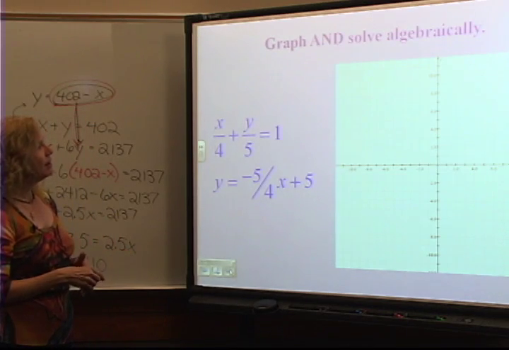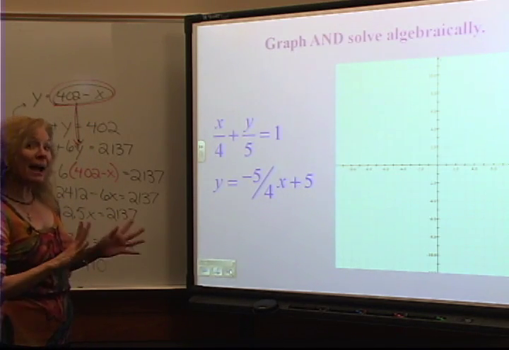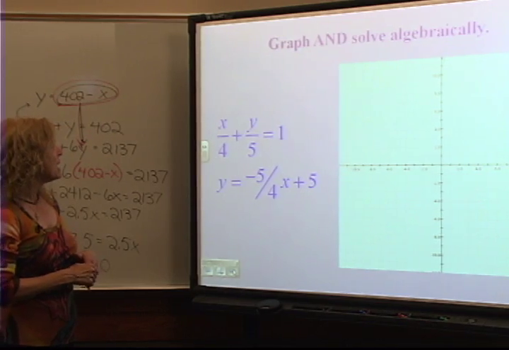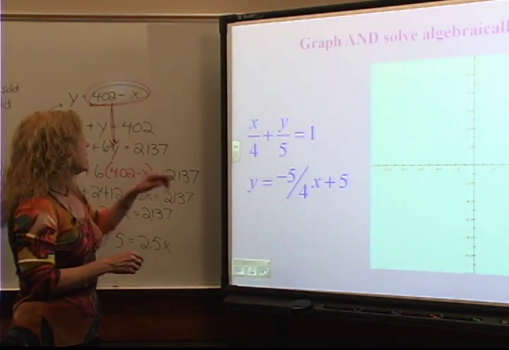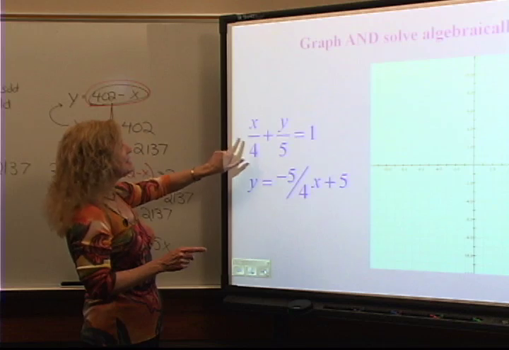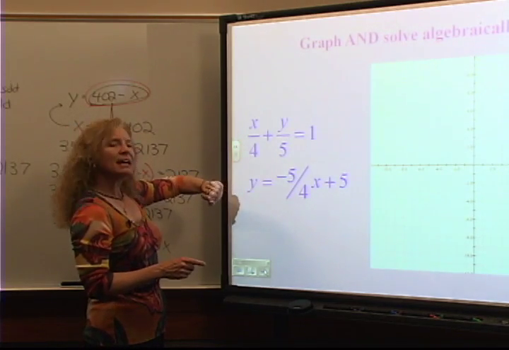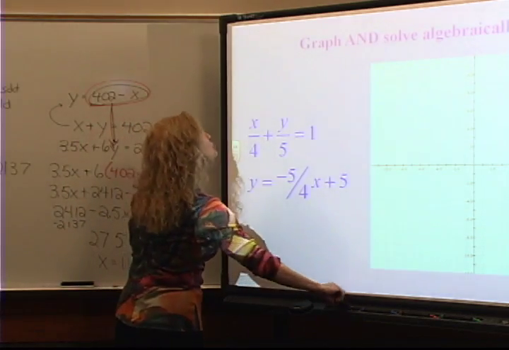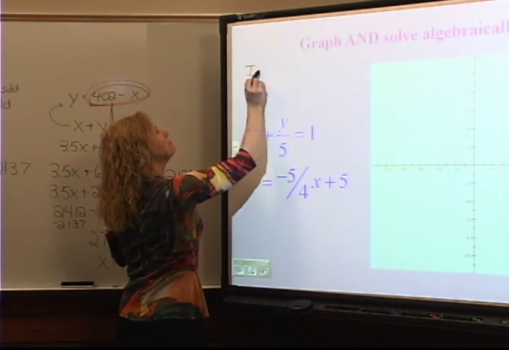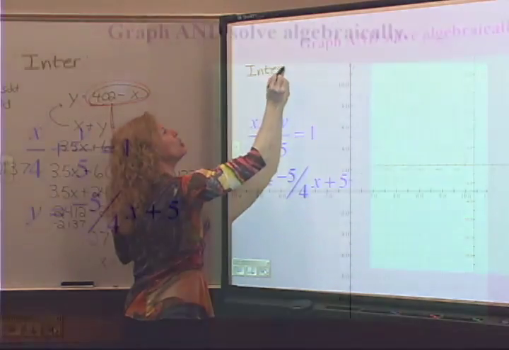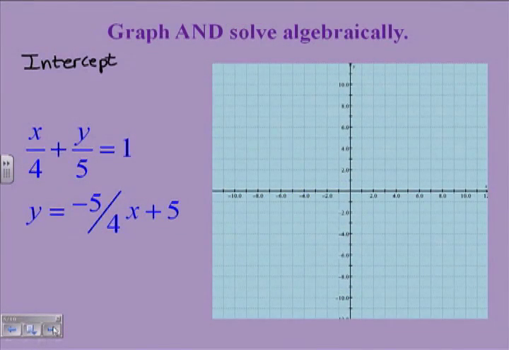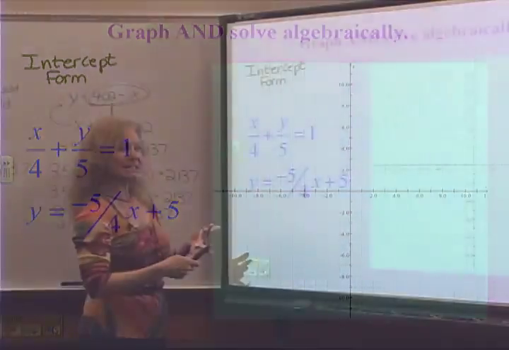Okay. Well, this is our last guy to graph and to solve algebraically. And let's see here. I thought you might like seeing this particular arrangement on my first equation. This is called the intercept form of a linear equation. Perhaps you've heard that before, but my guess is you probably haven't. It's usually skipped along the way. We have slope-intercept, we have point-slope.